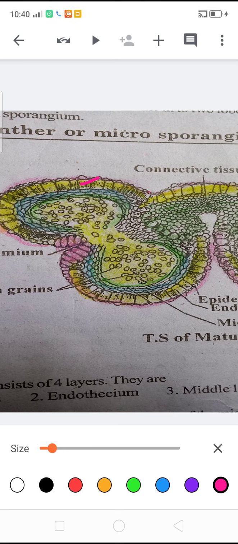Next, coming to the endothecium. Beneath the epidermis, endothecium is present. It is a single layer. These cells are large in size and do not have intercellular spaces. These cells are made up of cellulose and alpha cellulose.